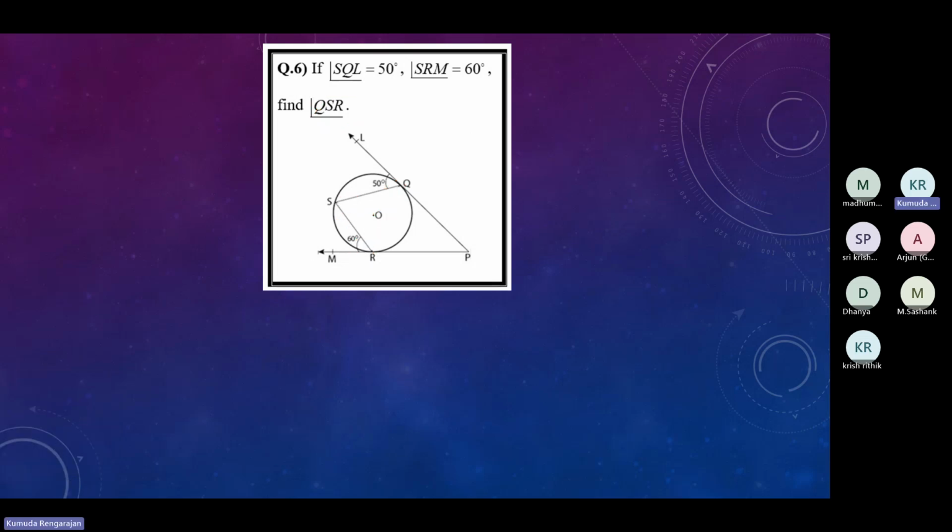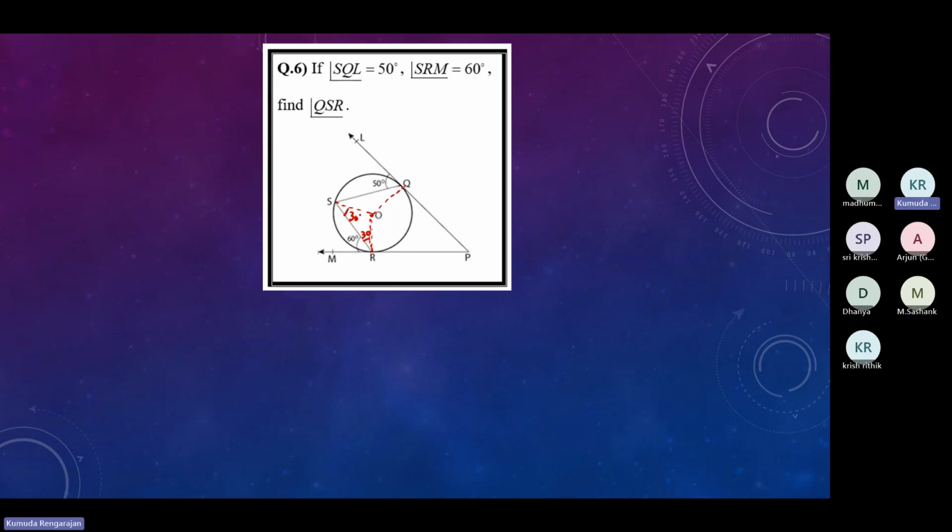So for this, you'll have to join OR, OQ, OS. OR radius, RM tangent, 90. So this one is 30. So this is also 30. OSR is an isosceles triangle with OS, OR radius. So they're equal.